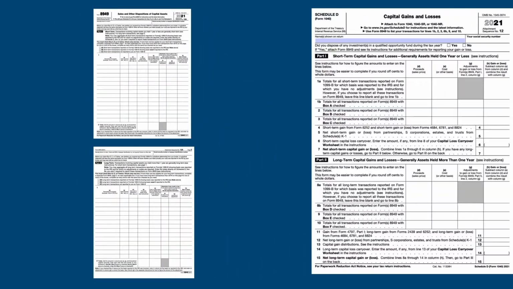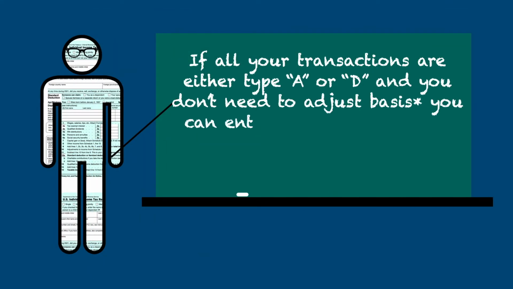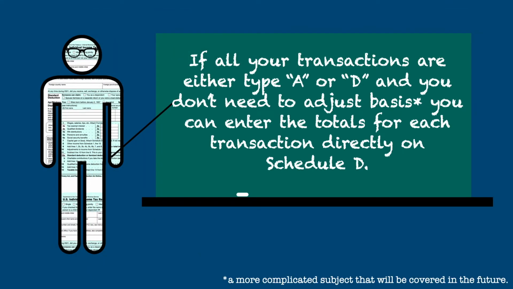The totals from each form are then entered on page 1 of Schedule D. If all of your transactions are either type A or D, and you don't need to adjust the reported basis, a more complicated subject that would be covered in the future, you can skip filling out the forms 8949 and enter the totals of the transactions directly on lines 1A and 8A of Schedule D.